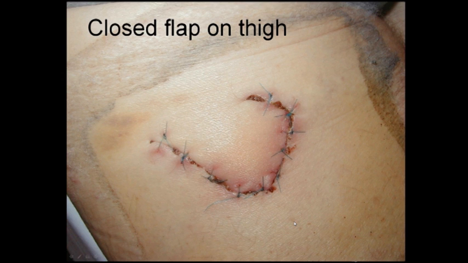Neatly closed flap on a thigh there. And just looking at this skin here, it's obvious that this skin is viable. Okay, there's some inflammation around there, but again, I would expect that to be viable, and I would expect primary healing from that flap wound.